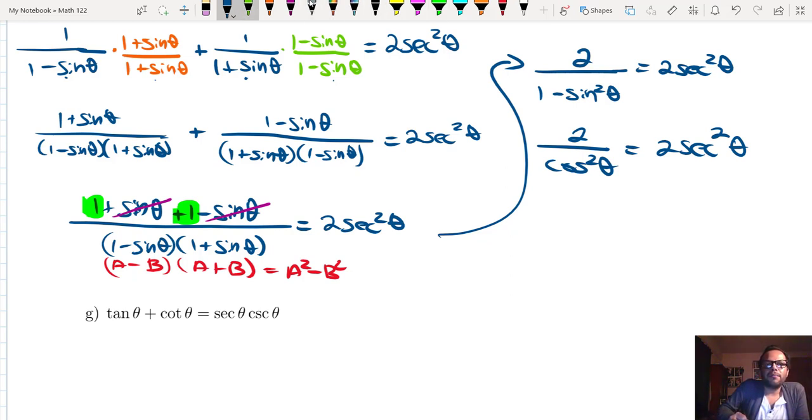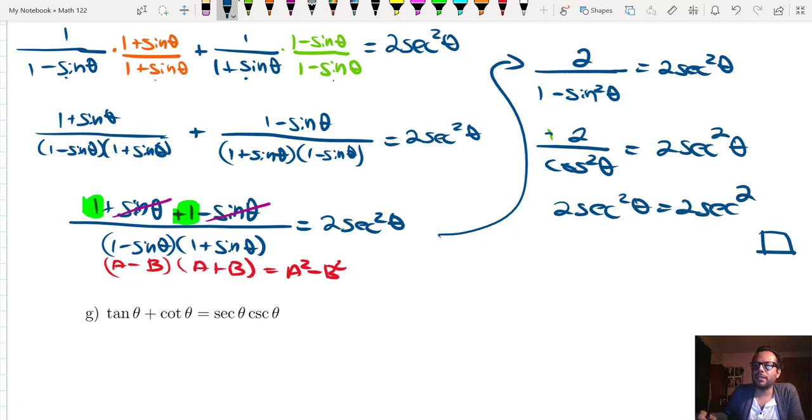Now, this is basically 1 over cosine squared, right? But 1 over cosine is the same as saying secant. Not cosine. And this is the end of the verification of the identity. 2 secant squared equals 2 secant squared. And that's the end.